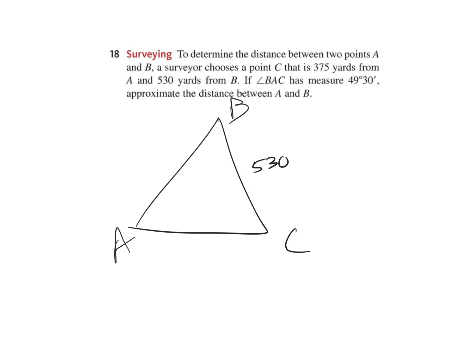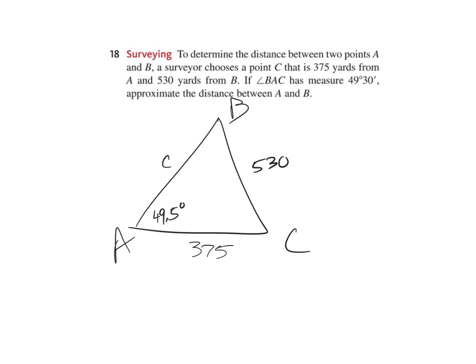that's A to C, or excuse me, point C to A is 375. 530 is A. Okay, C to B is 530. Okay, and little c is here. Angle BAC is 49 and 30 minutes is a half of a degree.